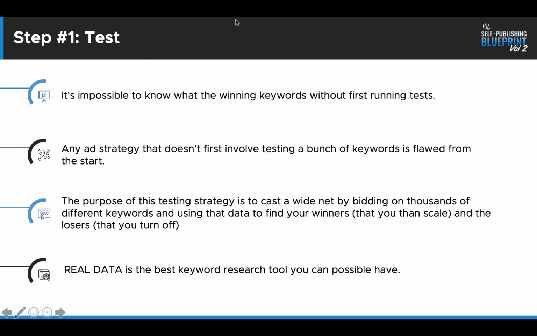The purpose of testing is to cast a wide net by bidding on thousands of different keywords and using that data to find your winners, and then scale. And then the losing keywords, we turn those ones off because they're not winning, because they're not doing well. Now, real data is the best keyword research tool you can possibly have. And so that's what we're going to be using.